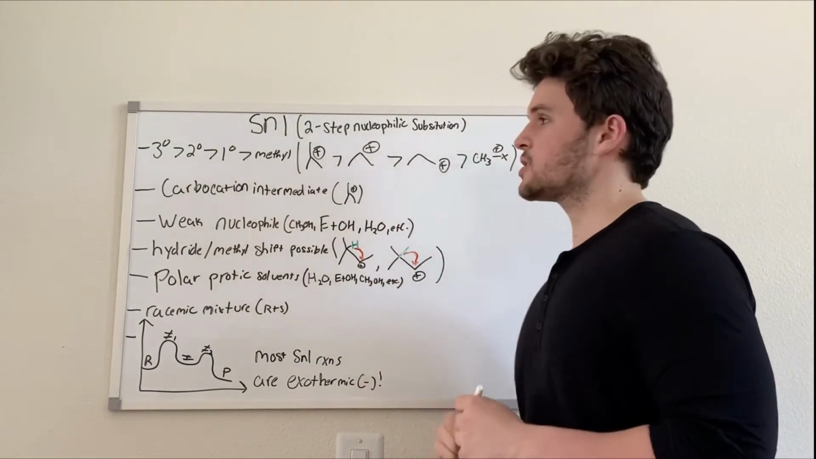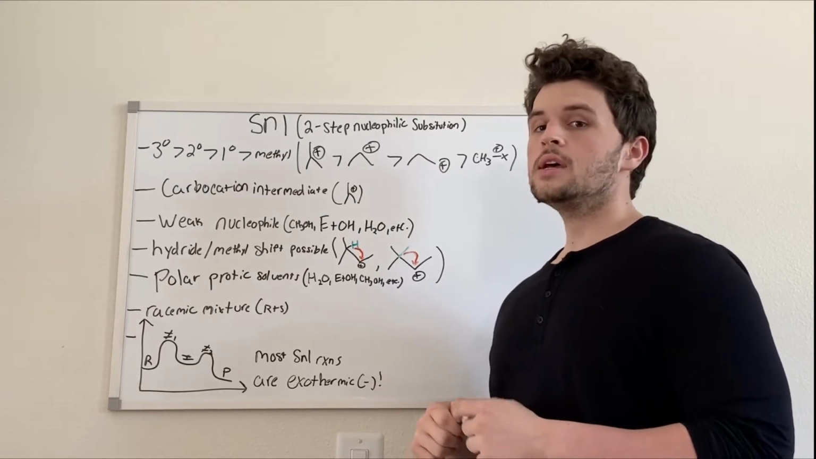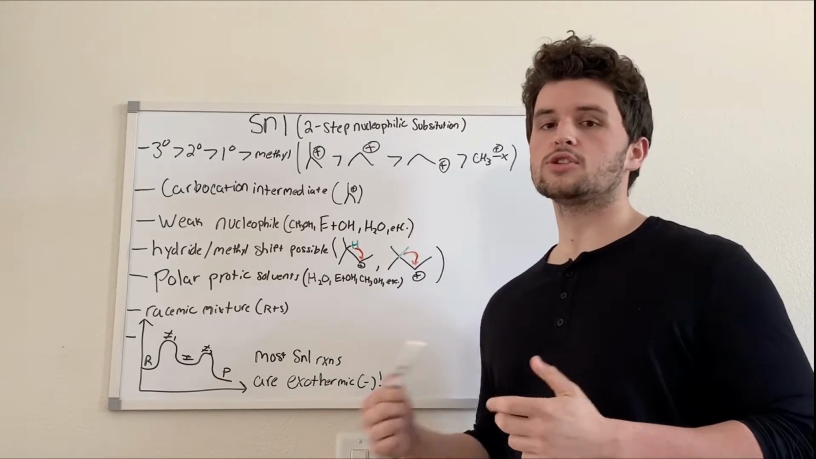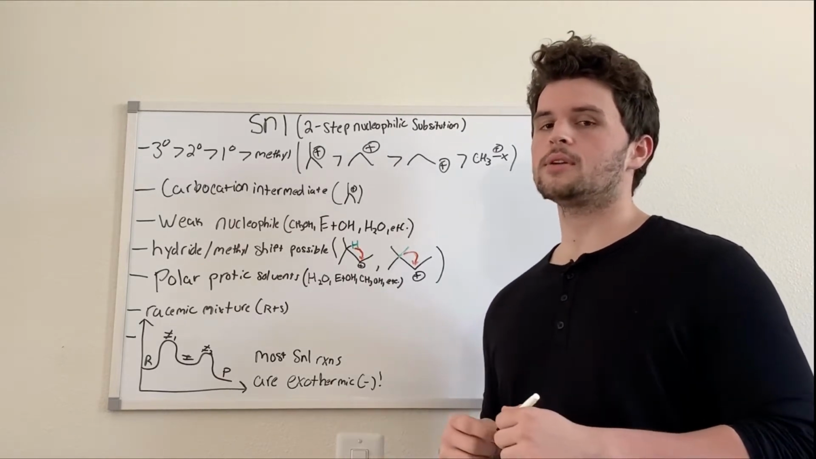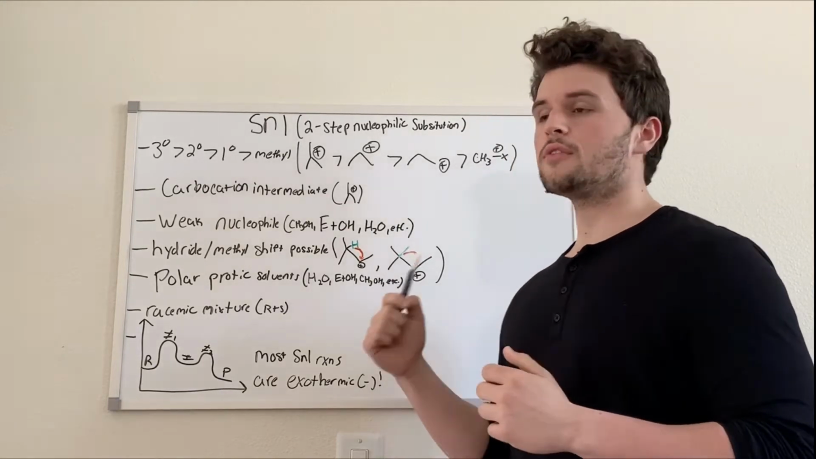So to start, we're going to start with the SN1 reaction. It's a two-step nucleophilic substitution reaction. The second step comes from the carbocation forming, compared to the SN2, which is just a straight one-step reaction. One of the big things for the SN1 reaction is the stability of the carbocation.